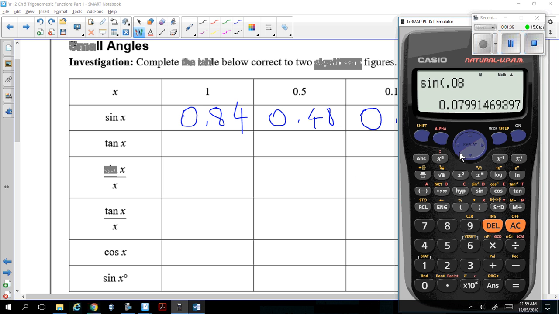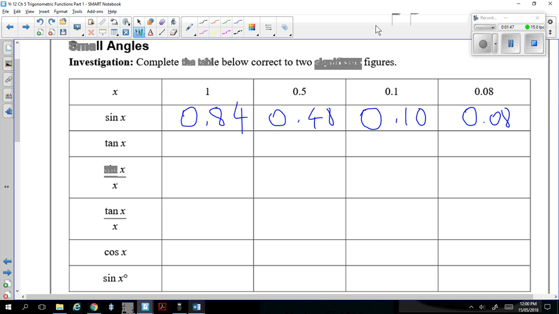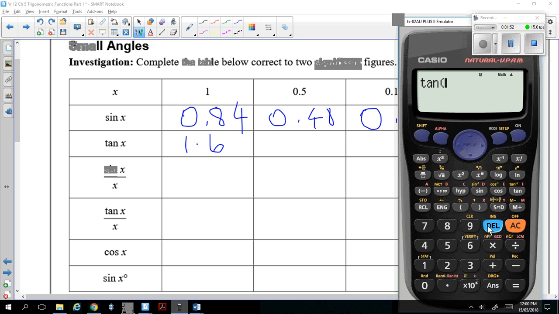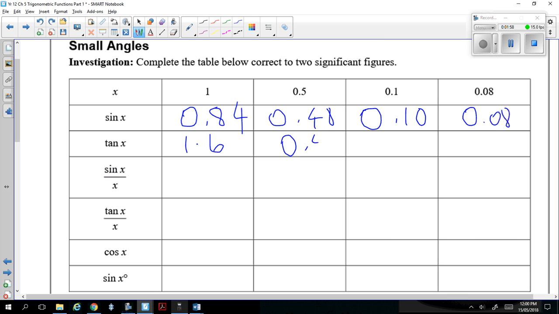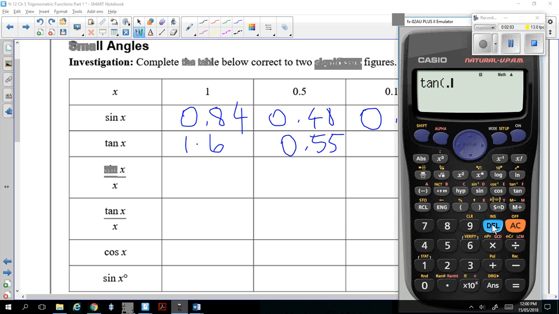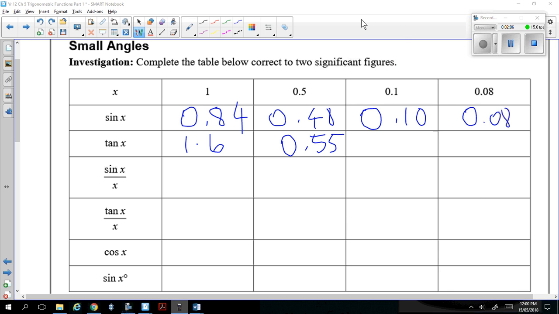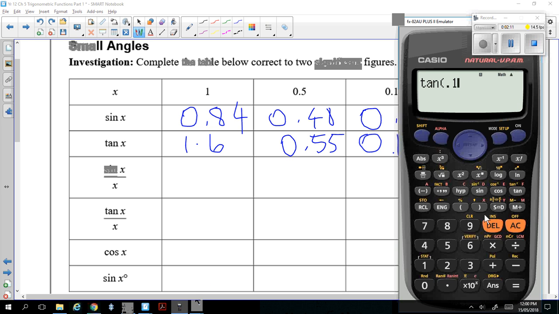So do tan now. So tan 1, which is 1.5, to 2 significant figures it will be 1.6. Next one, 0.5, you get 0.55. And then the next one is 0.1, you get 0.10. And then 0.08, you get 0.08.